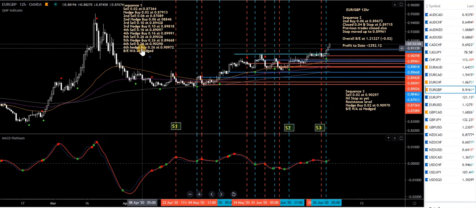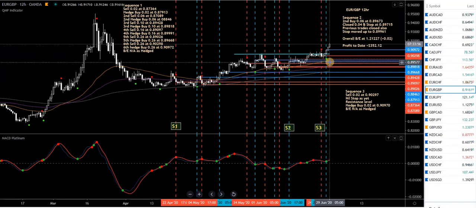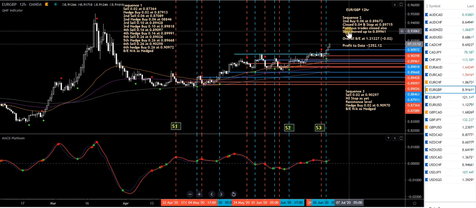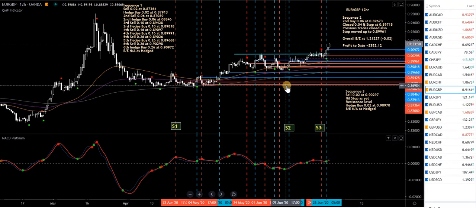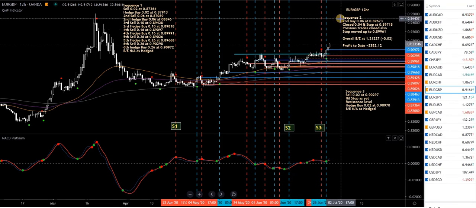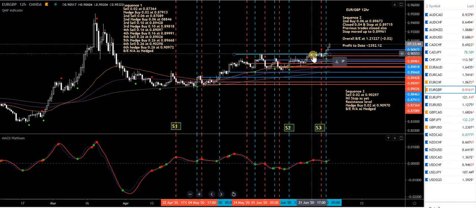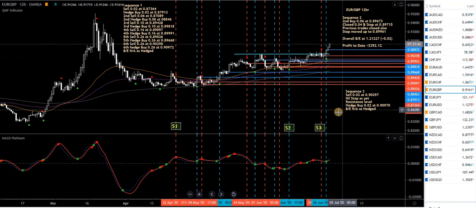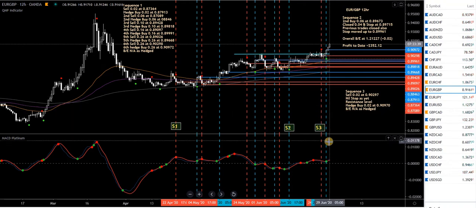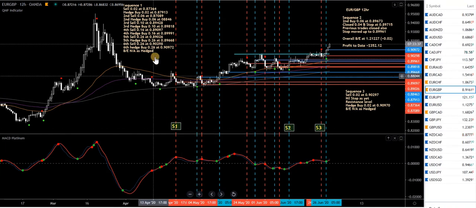Euro Pound, I took a hedge. Sequence 1, a hedge buy. There's a buy signal here, that was this morning. Sequence 2, I'm in a buy trade, and I move my stop up. There's a stop loss in that, so that's a standalone trade. And sequence 3 was this sell, so I took a hedge buy. So a couple of trades there.